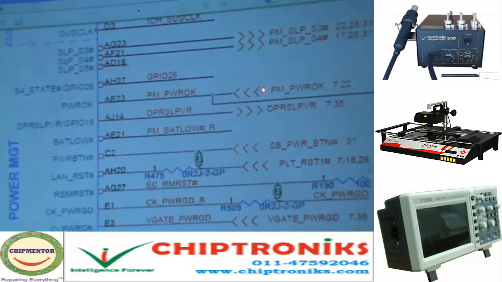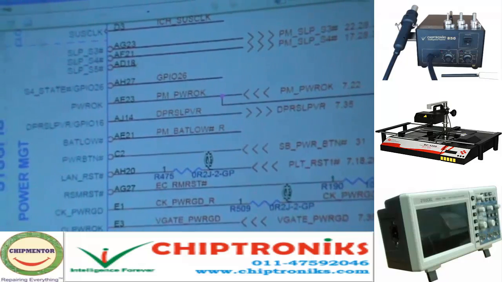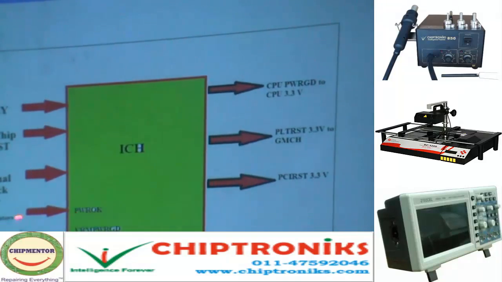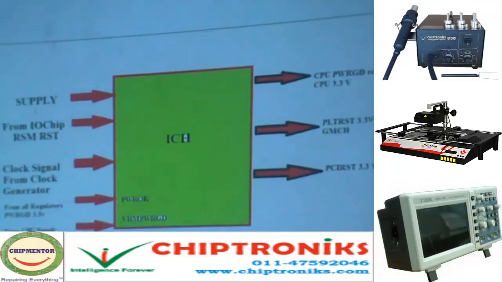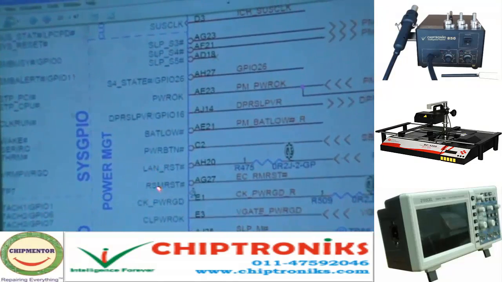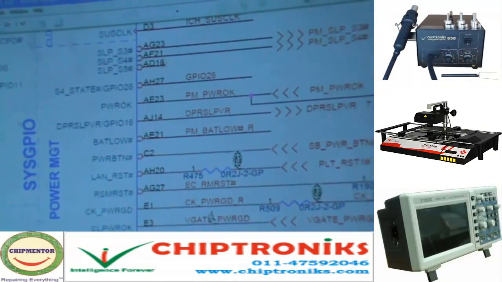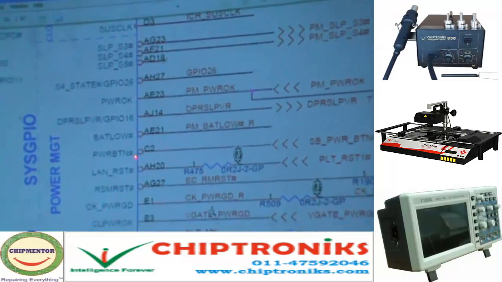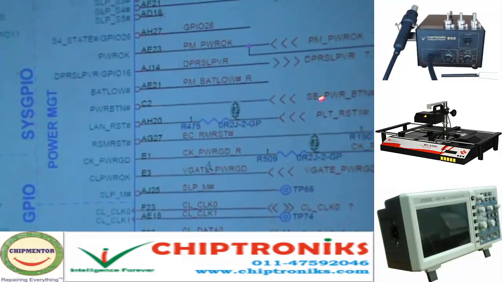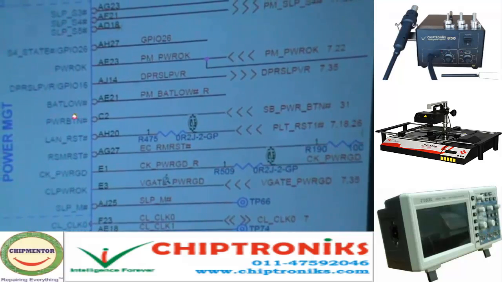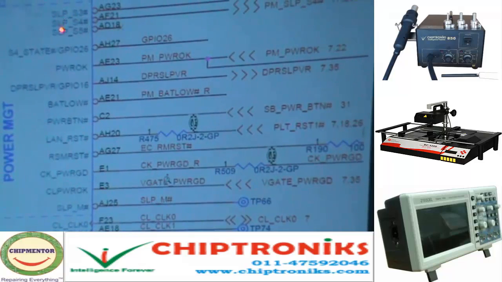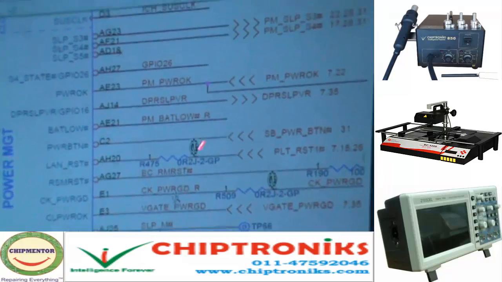Important is power OK, power OK, power OK. You can see power OK over here, power OK from all voltage regulators. RSM reset is the signal which is generated to the IO chip after pressing the power button. After pressing the power button, this signal goes to 0. Power button and RSM reset come to the ICH and then the ICH generates this S4 signal.